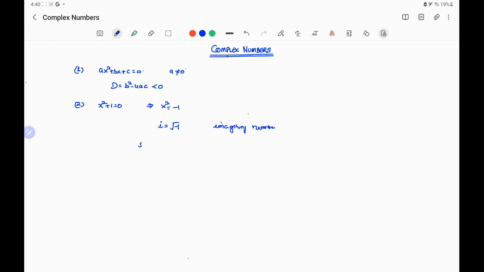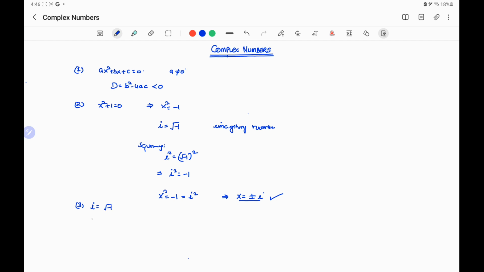So on squaring, we will have i square equal to root minus 1 whole square, or we can say i square equal to minus 1. So for x square equal to minus 1, we can replace minus 1 by i square. This means x will be equal to plus minus i. So the solutions of x square plus 1 equal to 0 are x equal to plus i and x equal to minus i. So we have introduced a new term, i, which is also called iota and is an imaginary number having the value root minus 1.